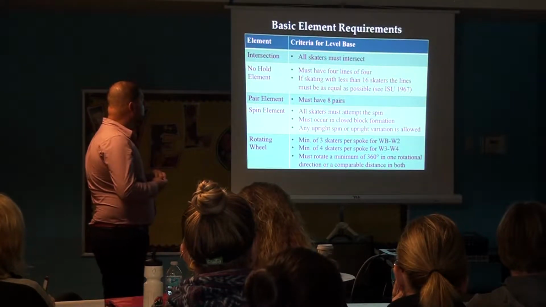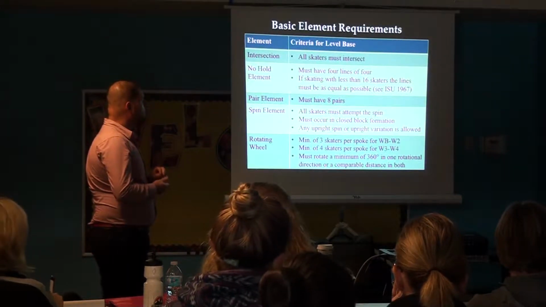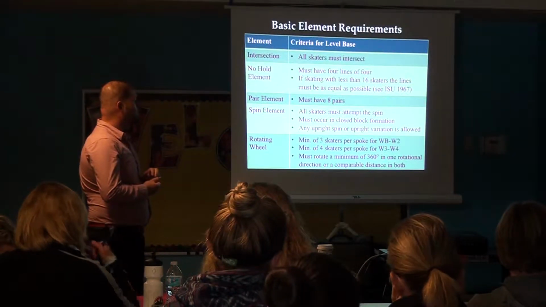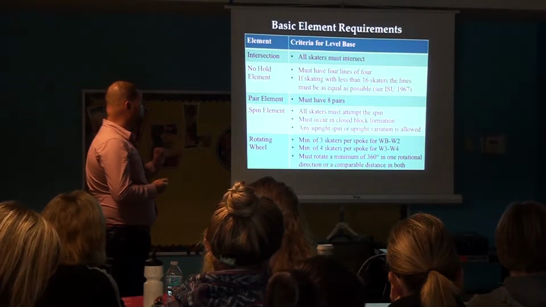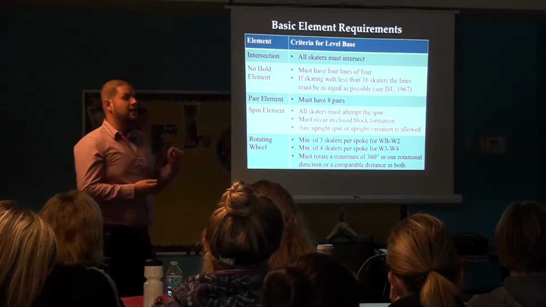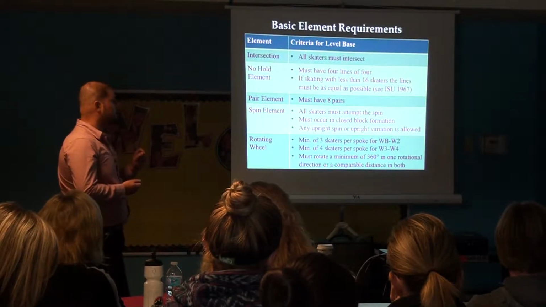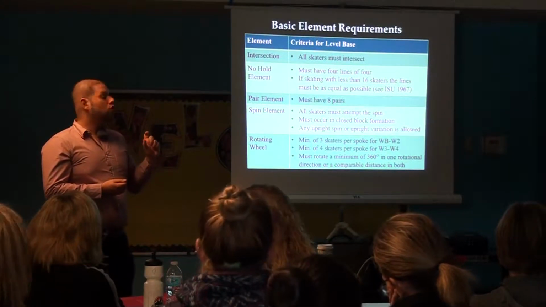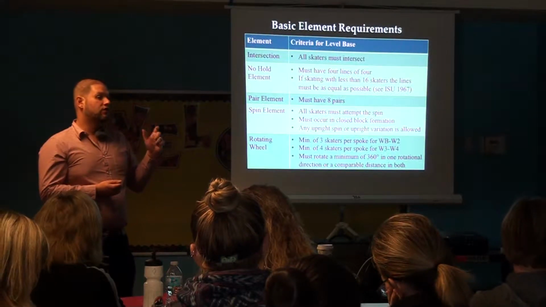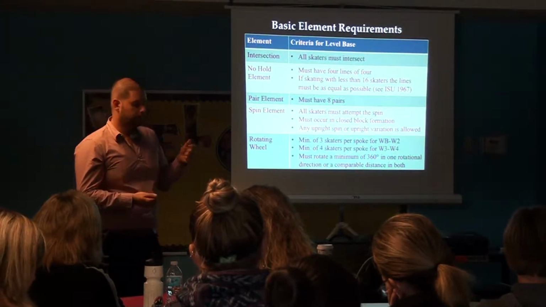The rotating wheel, the spoke requirements, if you're doing wheel base or up to wheel 2, 3 skaters per spoke. Wheel 3 through wheel 4, you have to have 4 skaters per spoke. Similar to the rotating circle, a minimum of 360 in one rotational direction or a combination of 360 in total. And if you are doing 2 configurations or 2 changes, if you're doing a change of direction, you have to do at least 90 degrees in the one rotation.